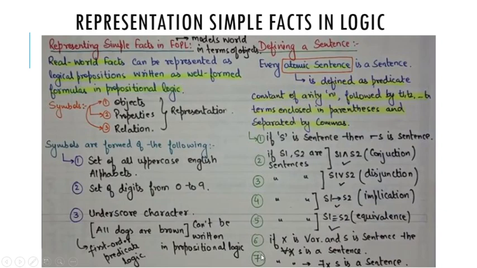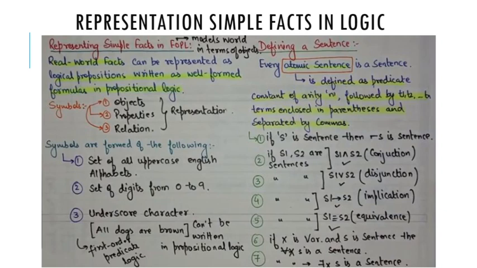Sixth, if x is a variable and S is a sentence, then for every x, S is a sentence. Wherever x is used, it will be a variable, and it is used in S. So for every x, wherever S is used, x is used, and that is considered a sentence. This is the sixth point.